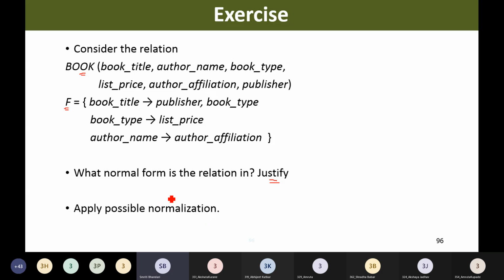So you will have such kinds of problems in your exam. Given a relation and a set of functional dependencies, you are asked to find out in which normal form the present relation is. You need to specify the reason why you are saying that this relation is in some normal form, so justify your answer. And further, you are asked to apply possible normalization for this relation. I hope you have understood this problem statement.